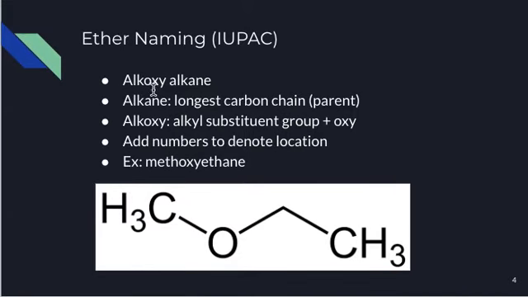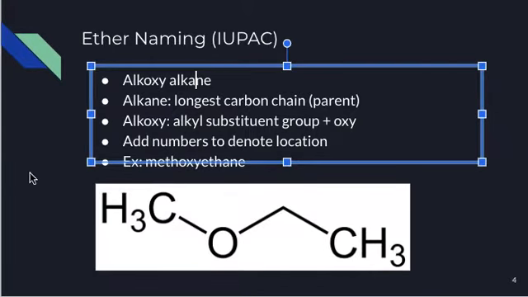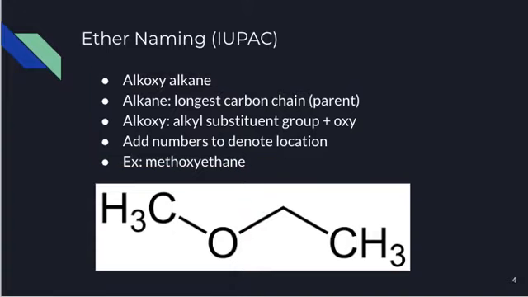So the general form of ethers for IUPAC naming is going to be alkoxyalkane. And so let's break that down. First, you need to look at the longest carbon chain, your parent chain. So you're looking for your longest alkane, and that's going to be, in this case, your ethane right here. There are 2 carbons, which is longer than 1 carbon, and thus this is your parent chain, and that's going to be your alkane in this general form right here.